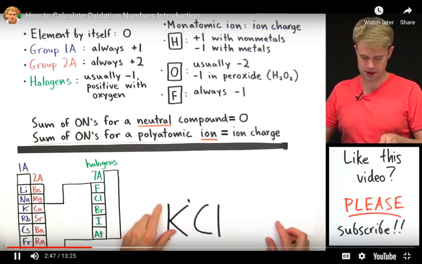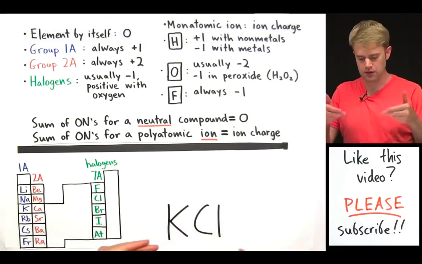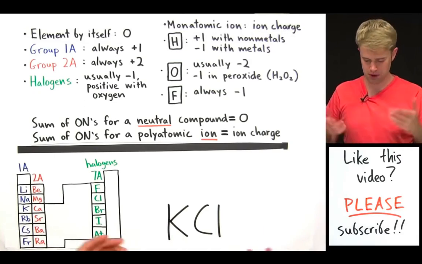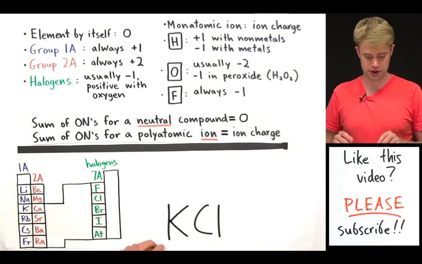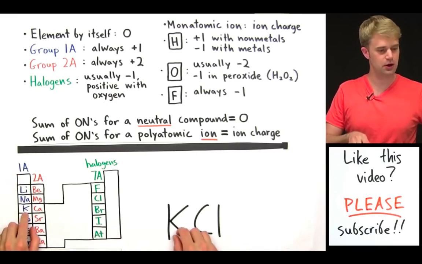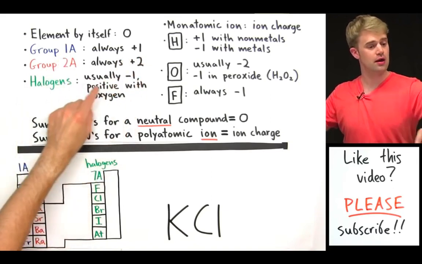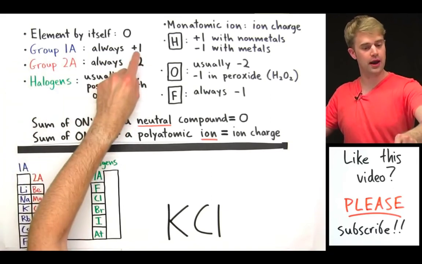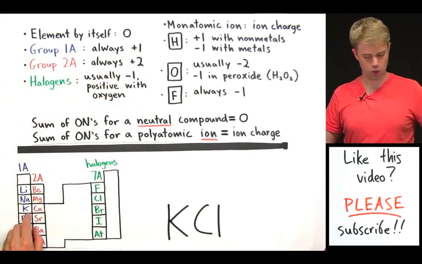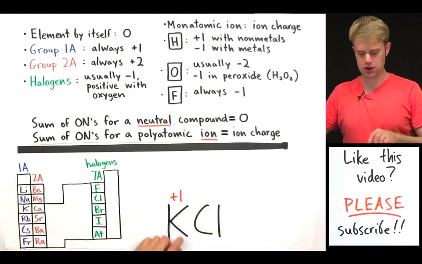Here is our first example. KCl, we want to figure out the oxidation numbers of the elements in this compound. Okay, so let's take a look at our rules here. K, potassium, is in this column in the periodic table. It's in group 1A. So there's this rule that elements in group 1A are always +1. So that is potassium's oxidation number.